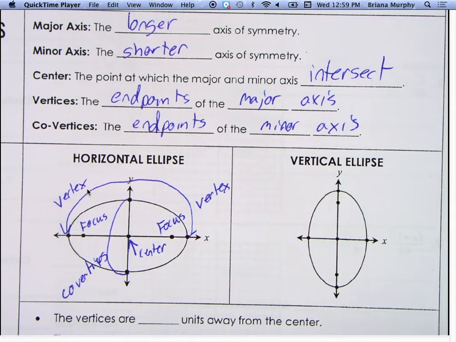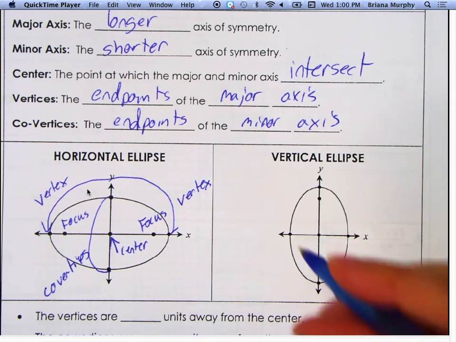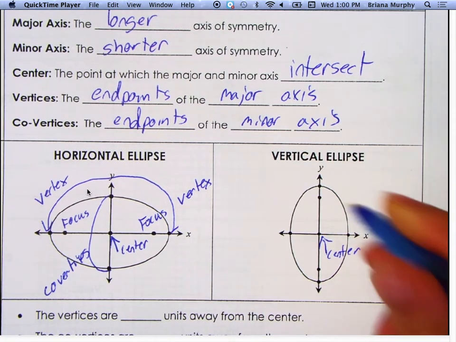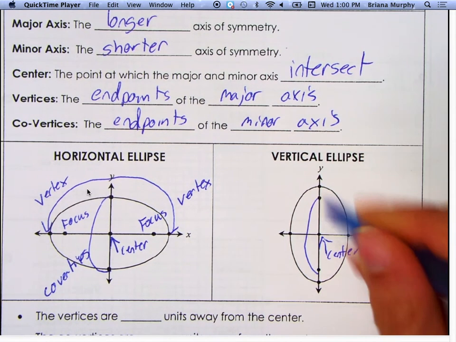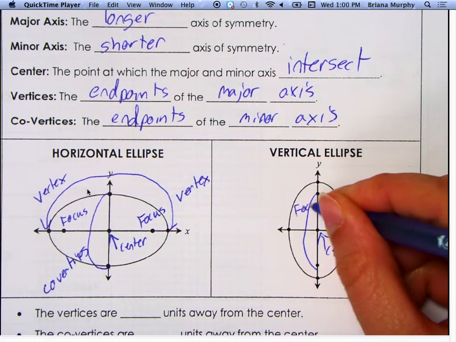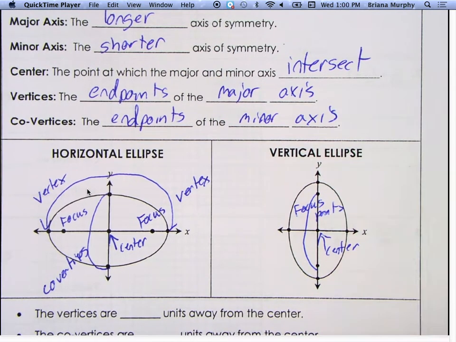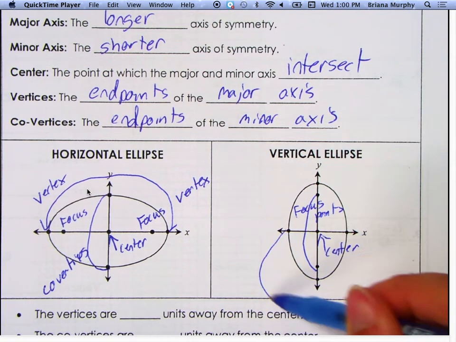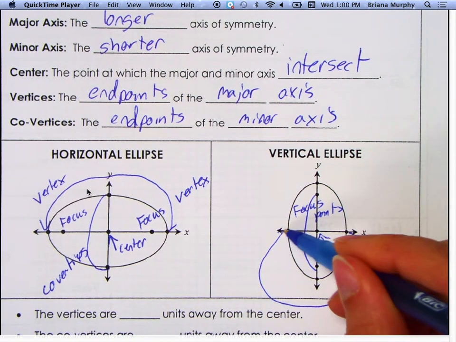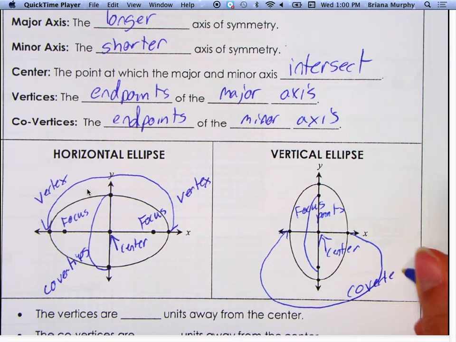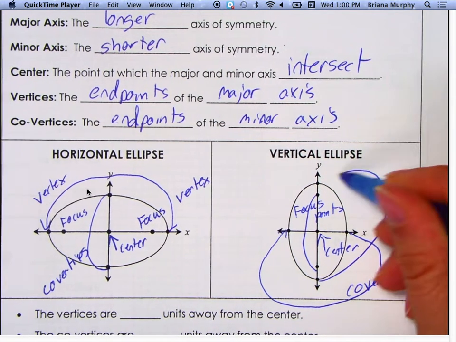Okay, so you got this right as the center, right? And these are your focus points. What are these right here that I'm drawing? Co-vertices, good, because they are on the smaller axis, and these are vertices.